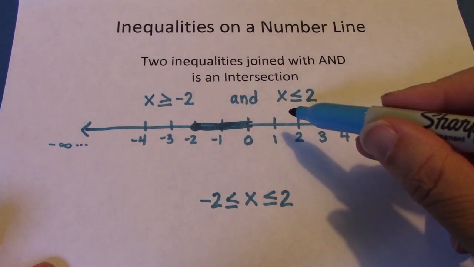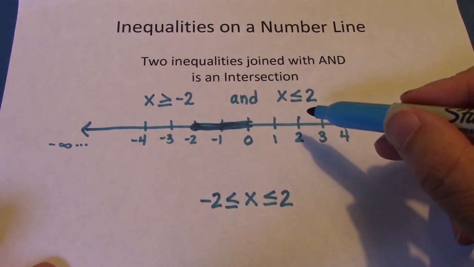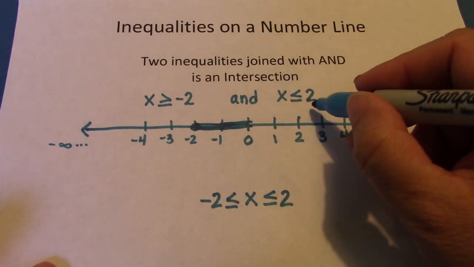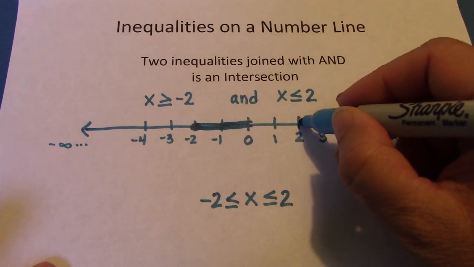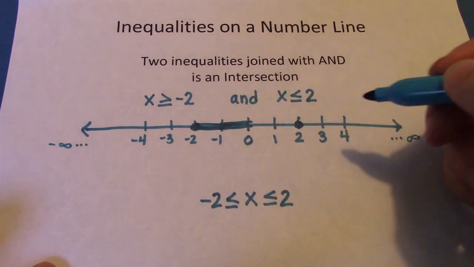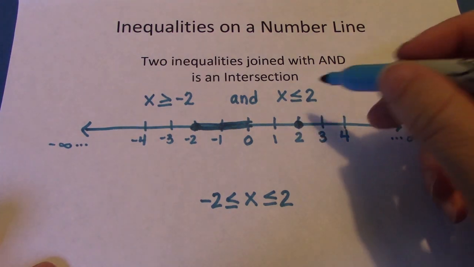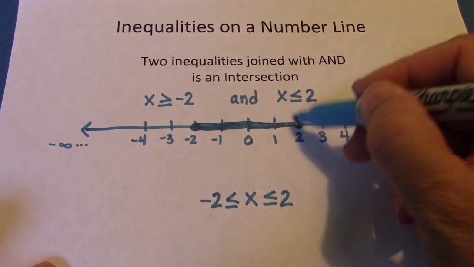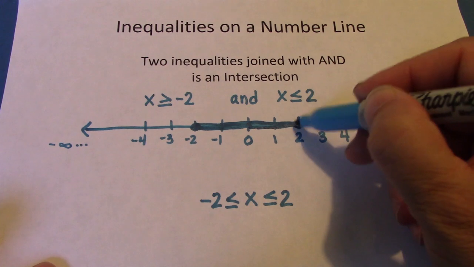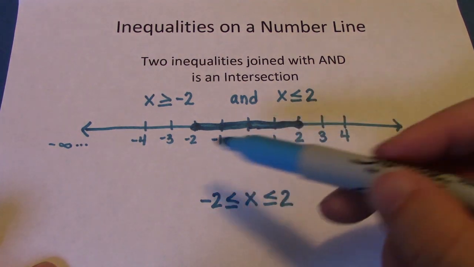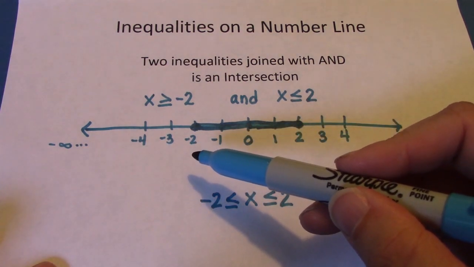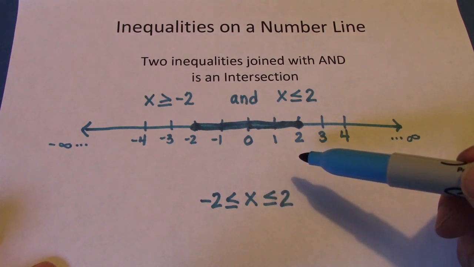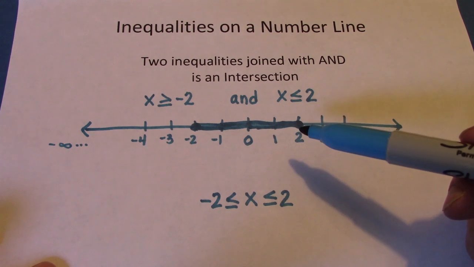Now we're going to have x is less than or equal to 2. So again, we're looking at positive 2 now. It can be equal to 2, so I'm going to have a solid endpoint. And x needs to be less than. In fact, it's going to be the shaded areas here. So these numbers from negative 2 all the way up to positive 2 are the intersection of these two inequalities.